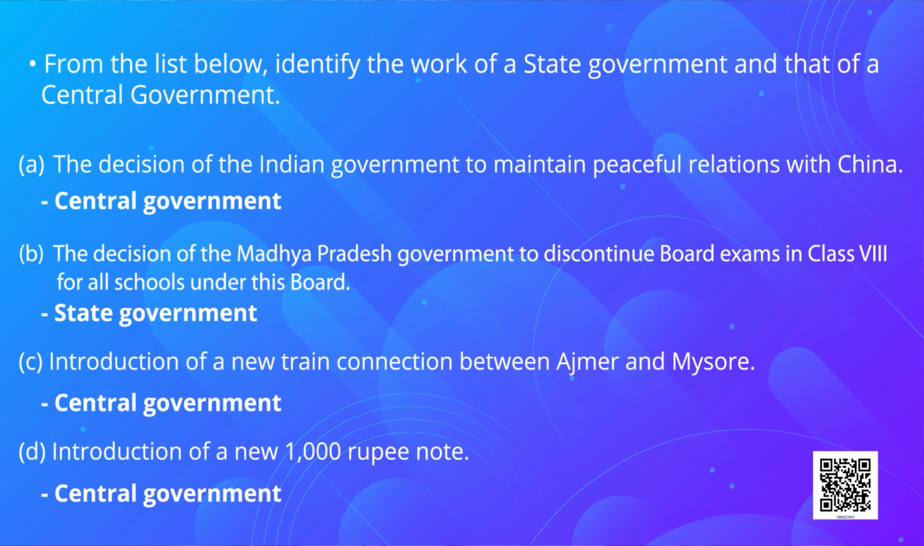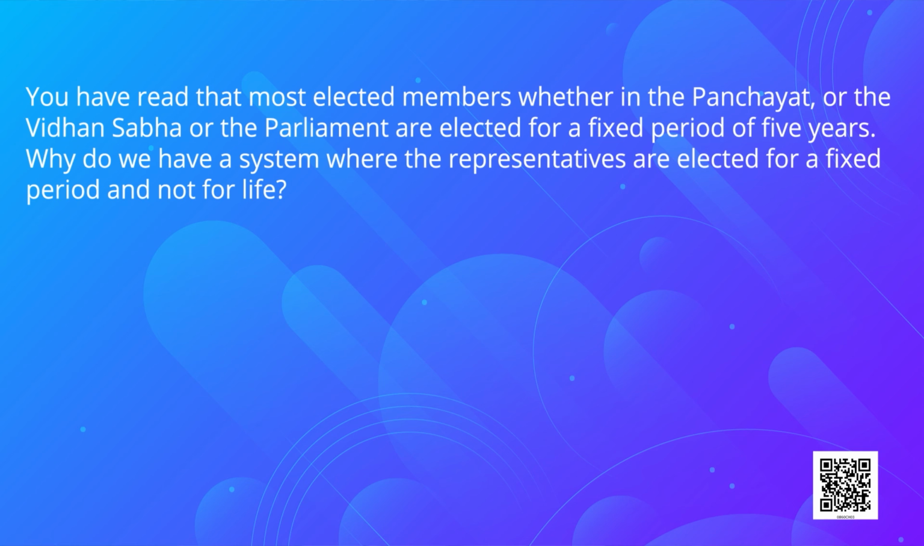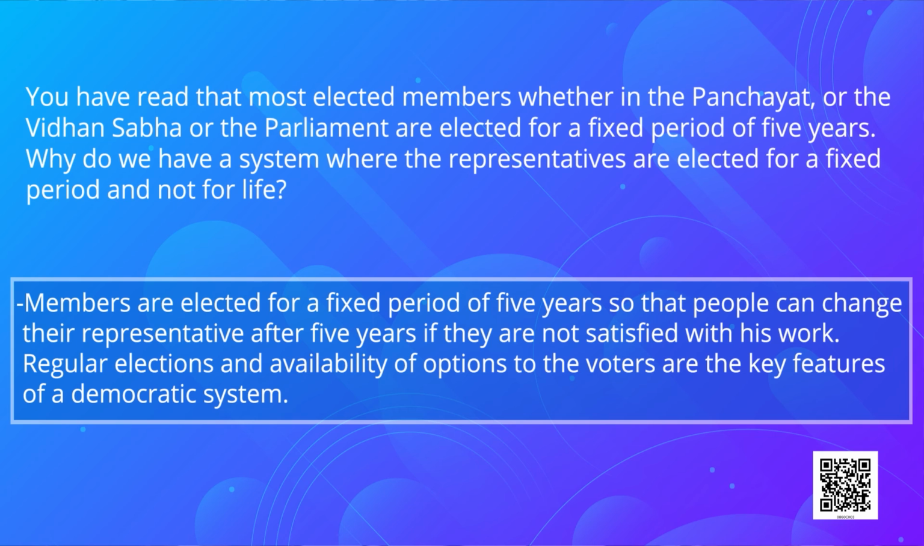Now, students, you have read that most elected members, whether in the Panchayat or the Vidhan Sabha or the Parliament, are elected for a fixed period of 5 years. Why do we have a system where the representatives are elected for a fixed period and not for life? Members are elected for a fixed period of 5 years so that people can change their representative after 5 years if they are not satisfied with his work. Regular elections and availability of options to the voters are the key features of a democratic system.